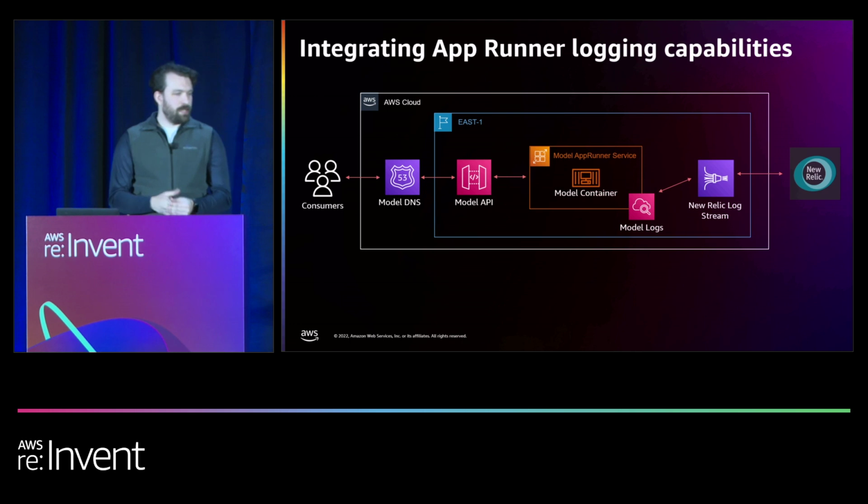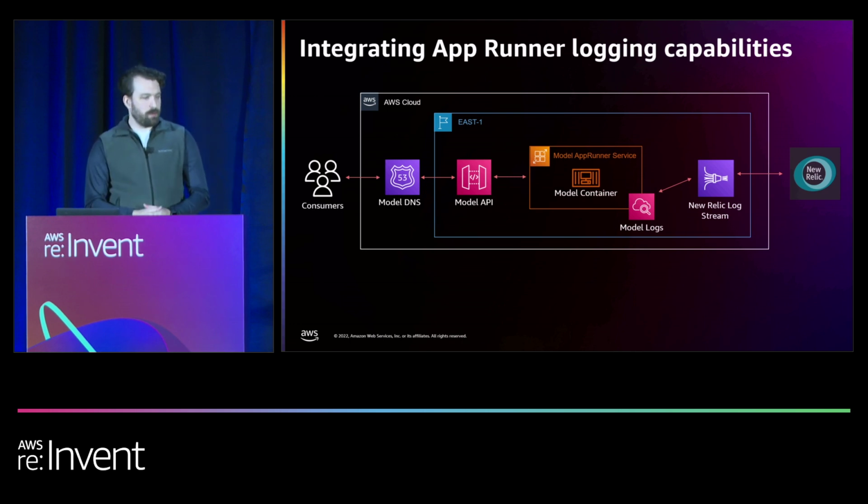App Runner is a core component of what we deploy, but it's also very easily integratable with other AWS services and very easy to take your existing tooling and integrate with.